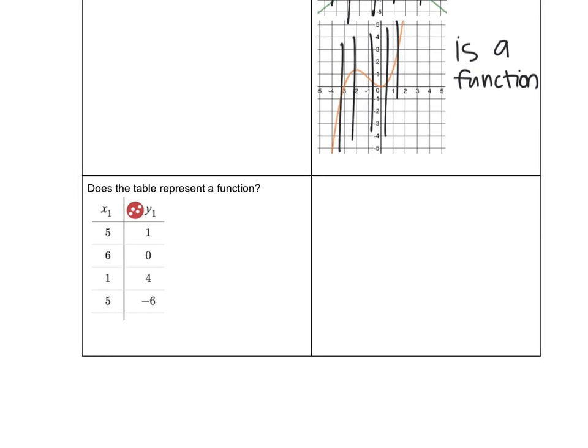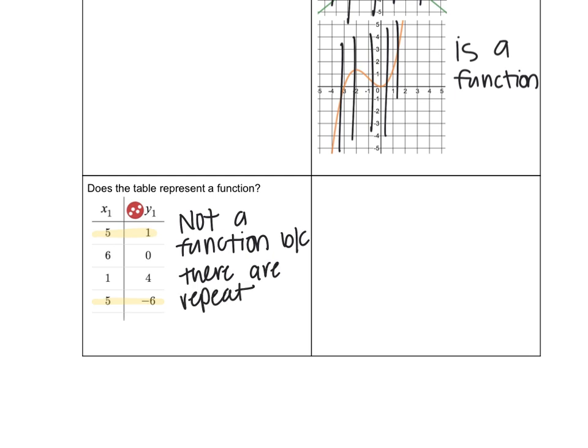We also looked at tables to see whether or not a table represented a function. So when you're looking at a table, you're looking for any repeated x values. And if we see here, we have a repeated x value in 5. 5 goes to 1 and negative 6. So it's not a function because there are repeated x values. Okay. Can't have an x value going to two different y values.